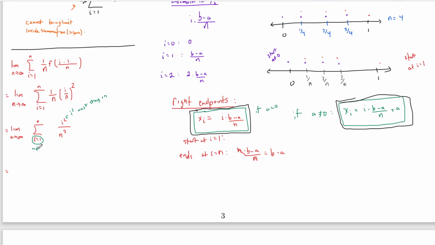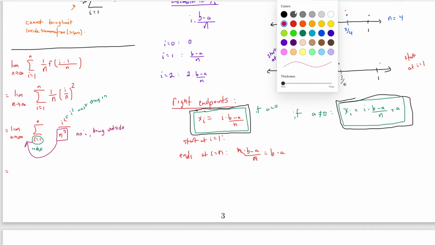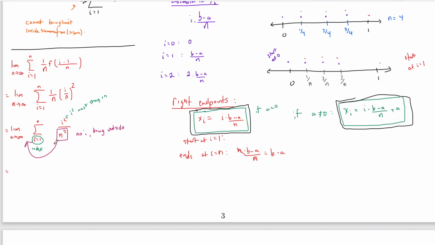This is called your index, as was mentioned in the preliminary video. So that must stay inside the sum, but you can bring this outside because it's not i. Now it is in the denominator and we can't bring it outside the limit because it is an n, so it has to stay inside the limit, but we can bring it outside the sum because there's no i there. So we have the limit as n goes to infinity of 1 over n cubed times the sum from i equals 1 to n of i squared.